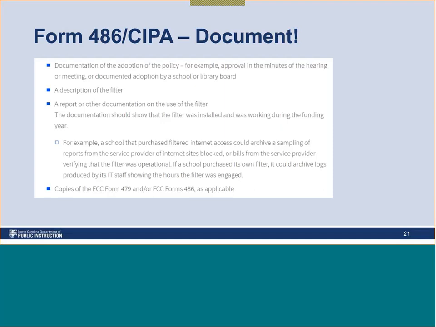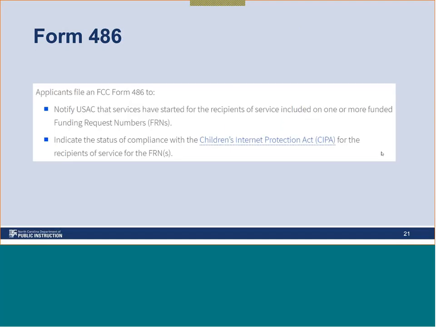archive logs, etc. So you'll want to maybe keep track of your web logs, just have a couple examples to show them during an audit that not only that you have the filter, but that it is filtering appropriately. And then copies of your FCC Form 479 and or your 486. And you file a 486 to basically notify USAC that your services have started for you, the recipient, and for all of your FRNs, and to indicate the status of compliance with SIPA for you being the recipient of the services.